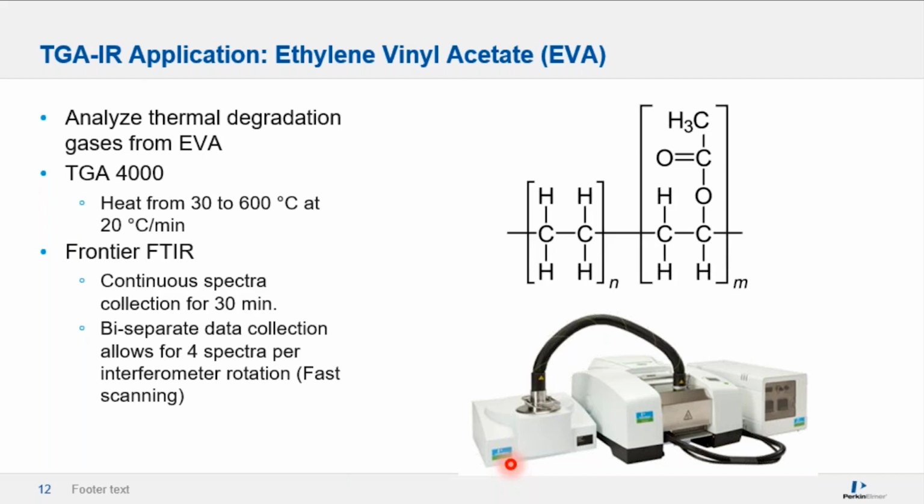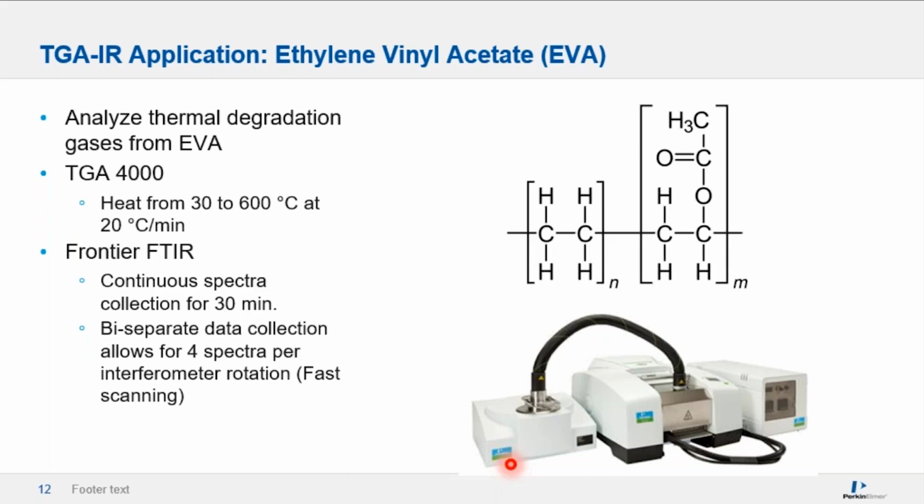So we have the option for fast scanning with this instrument. So we call this bi-separate data collection. And effectively what this does, so the interferometer is the mechanism in FTIR that varies the path length of the infrared beam. When we recombine this beam with the fixed length beam, we get an interference pattern. So this is the underlying principle of FTIR.